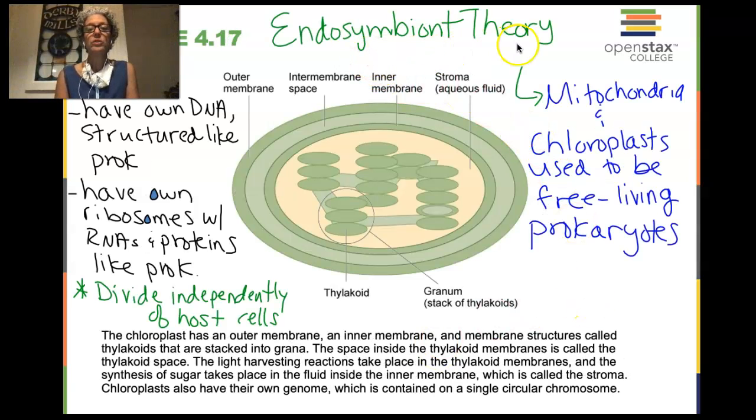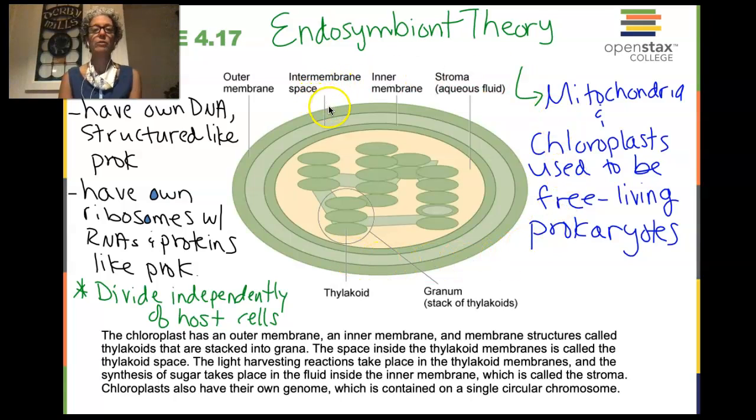The Endosymbiont Theory is part of our evolutionary concept. Endo means inside, and symbiont or symbiosis means living together. So we're talking about the theory of two things living together. Now that could describe a lot of things, but this is very specific to both the mitochondria and the chloroplasts. This is just showing a chloroplast.